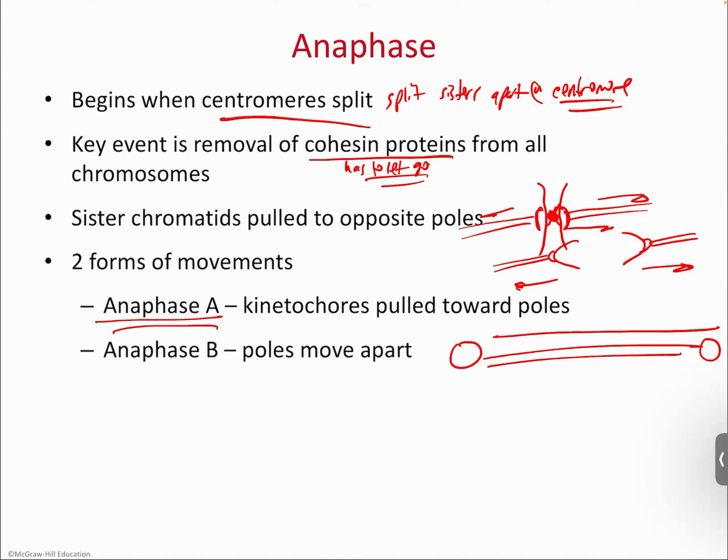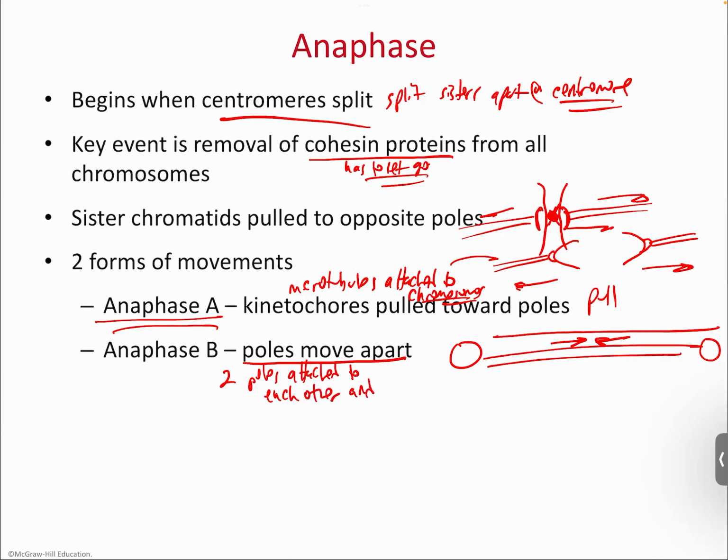So in anaphase A, these are the microtubules attached to the chromosomes. So that's these guys here. This gives you a pull function. You're pulling the chromosomes toward the poles. But the thoroughfare microtubules, these guys are pushing against each other. These are where the two poles are attached to each other and push away from each other. So this mechanism is a push-off type of mechanism.